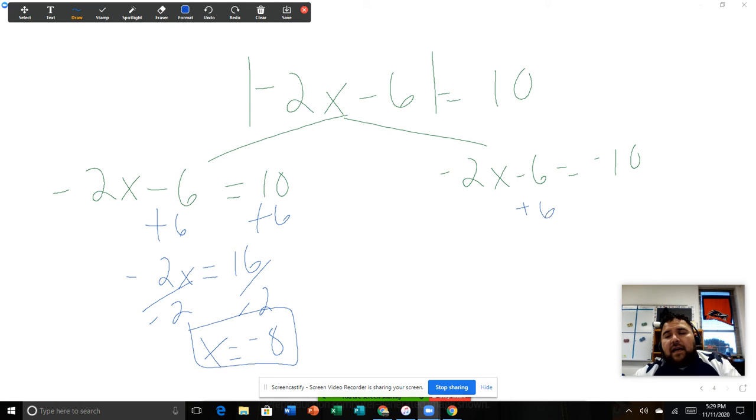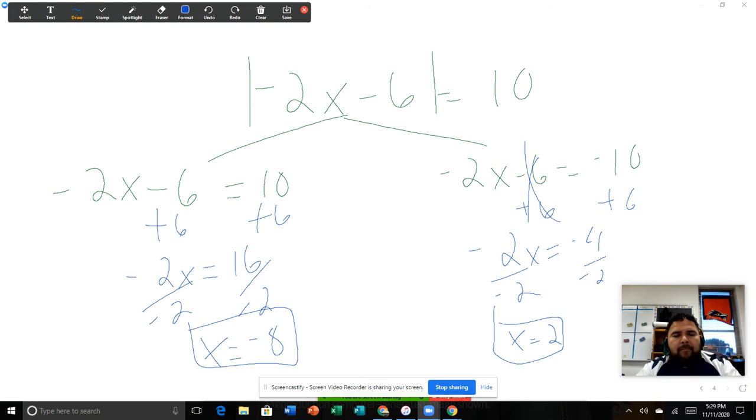Plus 6 to both sides. That cancels. -2x equals -4. Divide by -2. X equals 2. Okay. Plug those both back in to check. I can almost guarantee you it'll always work. -8 times -2 is positive 16. Positive 16 minus 6 is 10. Absolute value of 10 is 10. -2 times 2 is -4. -4 minus 6 is -10. Absolute value of -10 is 10.